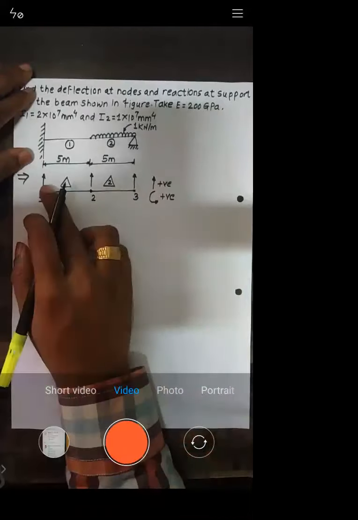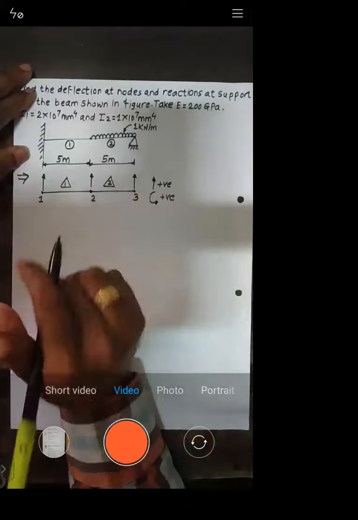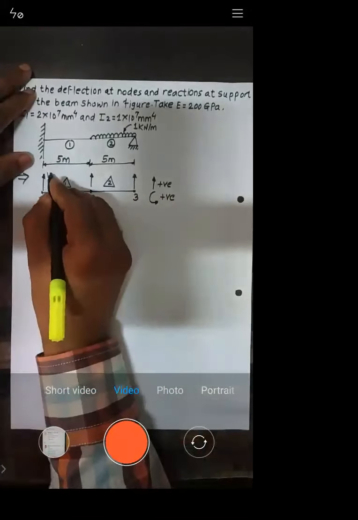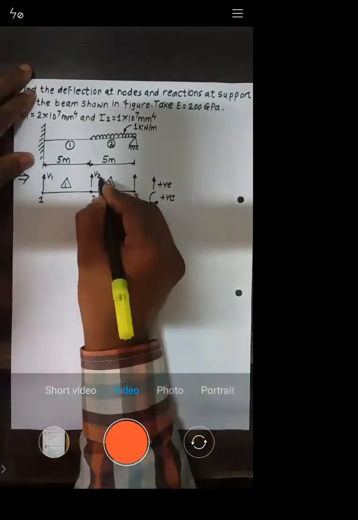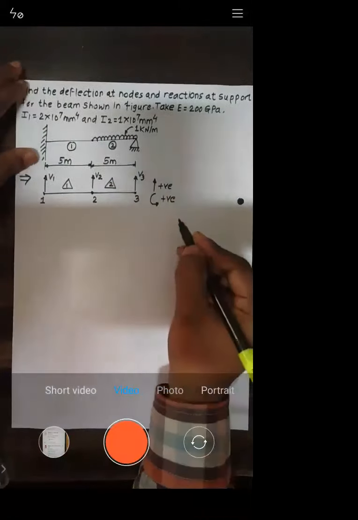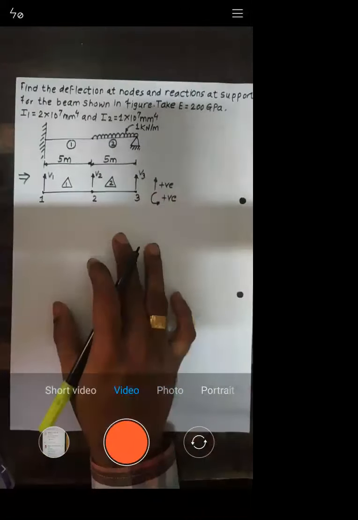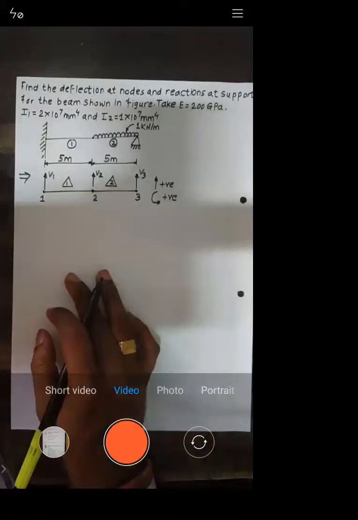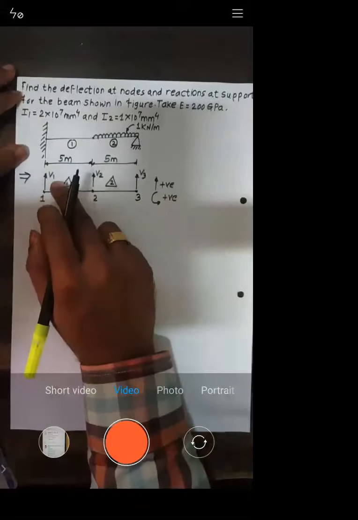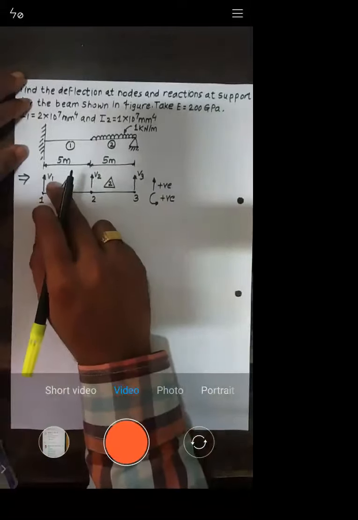So I will take all linear displacements in the vertical direction. Let this displacement be V1, this is V2, and this is V3. These are the linear displacements, in the Y direction. So I will call those displacements V1, V2, V3.